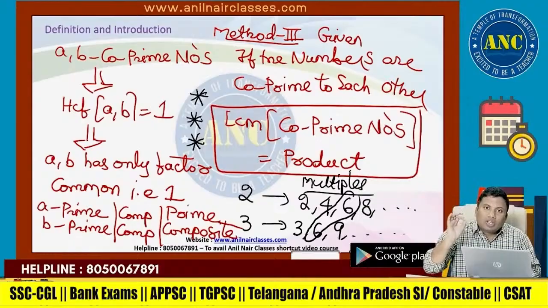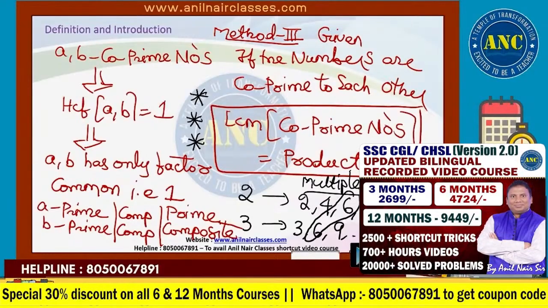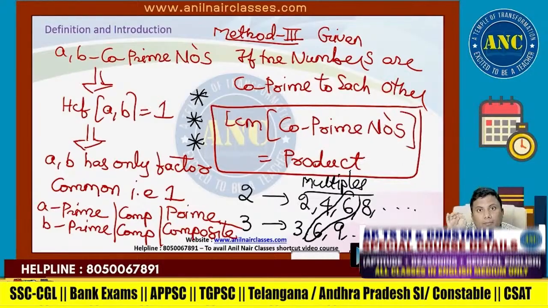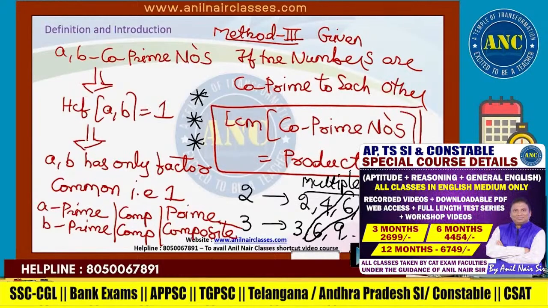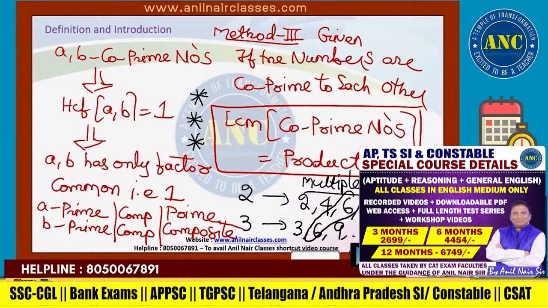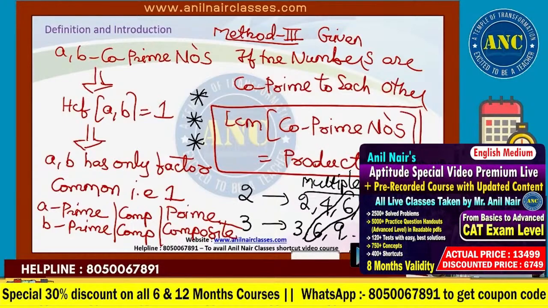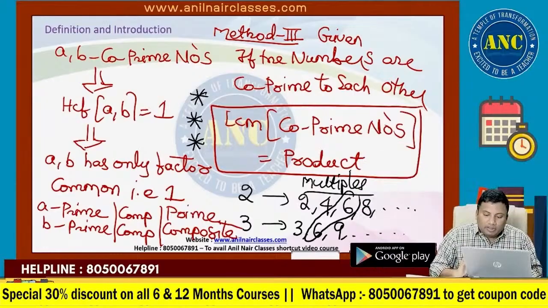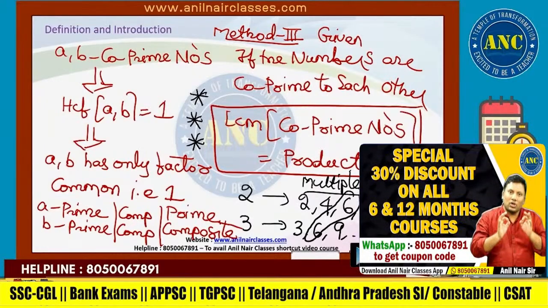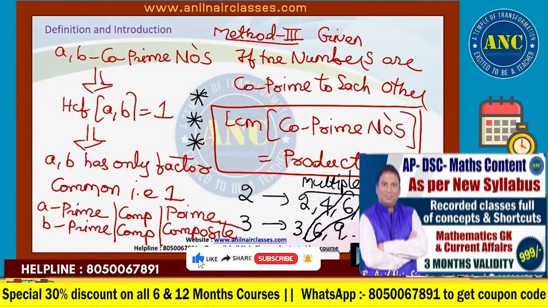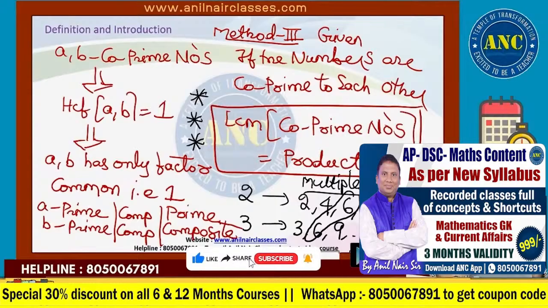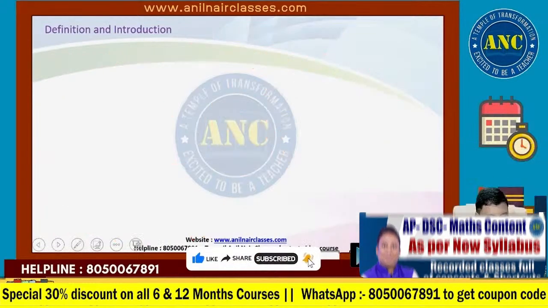Method 1: the largest number is a multiple of every other number. Method 2: the largest number's multiple is a multiple of every other number. If none of the numbers are multiples of a given number, then you will get method number 3: if the numbers are co-prime to each other, the LCM is nothing but their product. Examples.